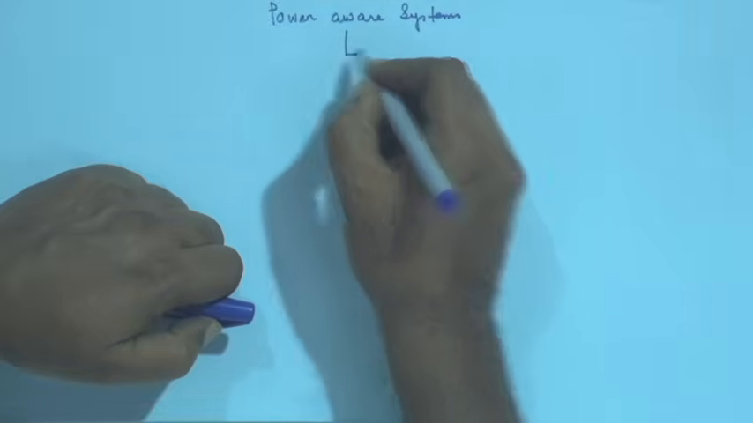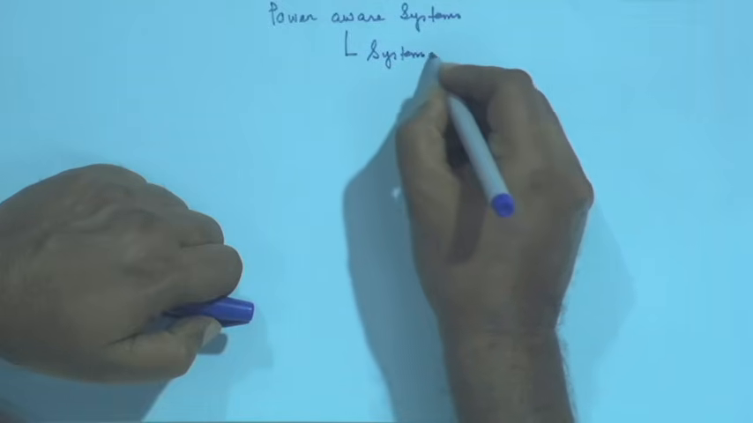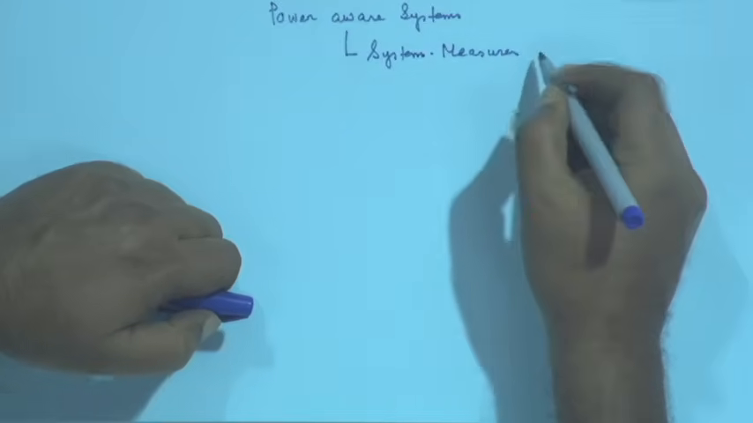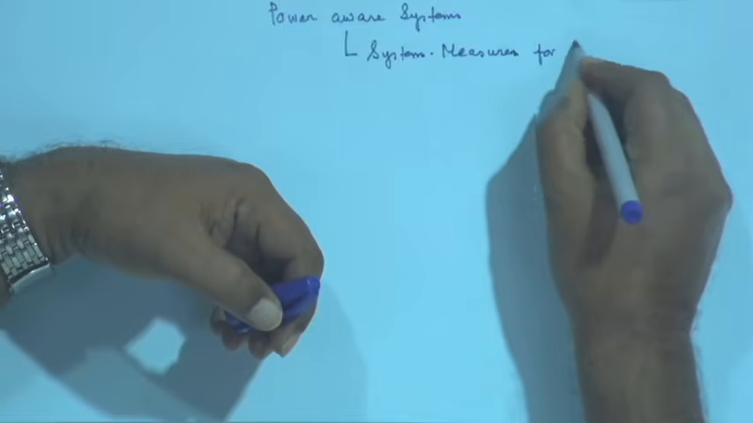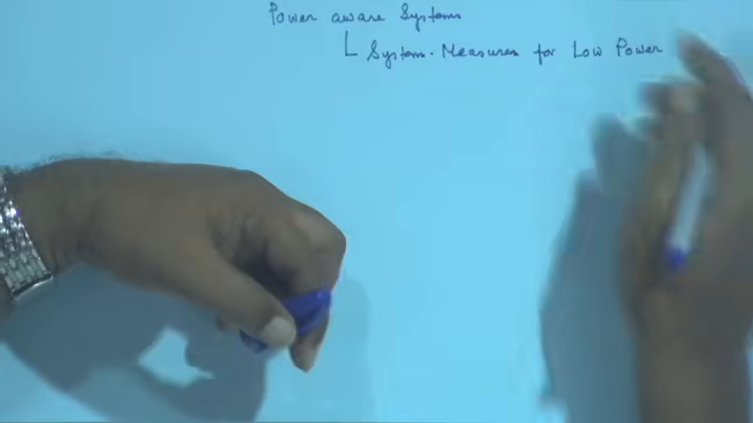The system measures that can be taken for low power. All right.